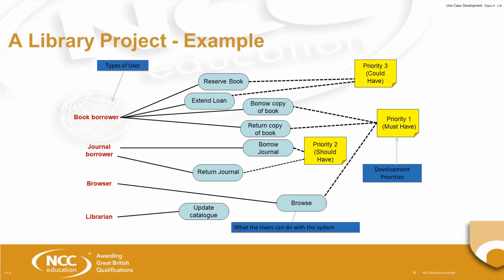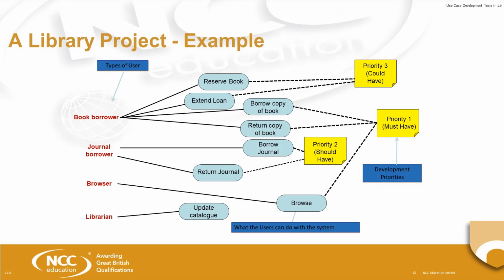This diagram again should show a more complex example. It should have a number of stick figures down the side for each of the users. It's got book borrowers, journal borrowers, browsers and librarians. Those are the types of users, and they should all be represented by stick people. And in the middle of the diagram we've got a bunch of use cases. We've got some use cases that are usable by book borrowers. There's reserve book, extend loan, borrow a copy of a book, and return a copy of a book.